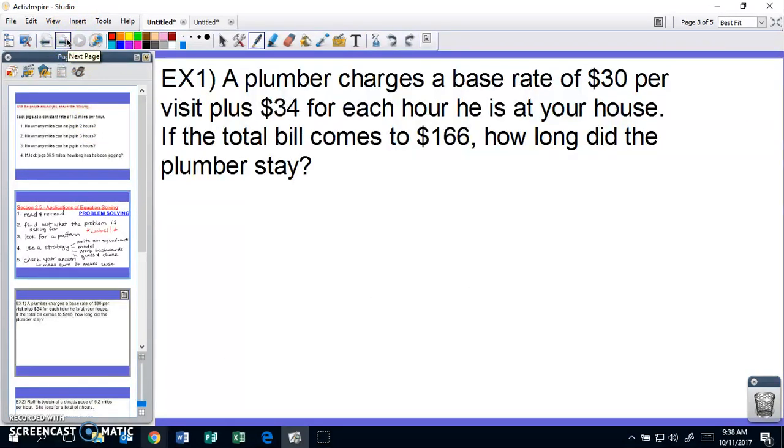So we have a plumber, and that plumber charges a base rate of $30 per visit. So that means if he shows up at your door, he charges you $30, even if he didn't do a thing. And then every hour he's there after he shows up, he's going to charge you $34. Okay? So what do we know right now? What can you tell me?